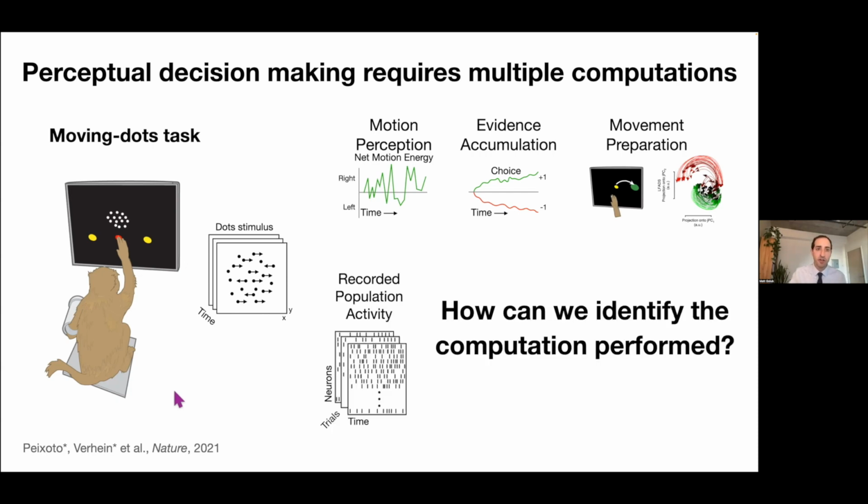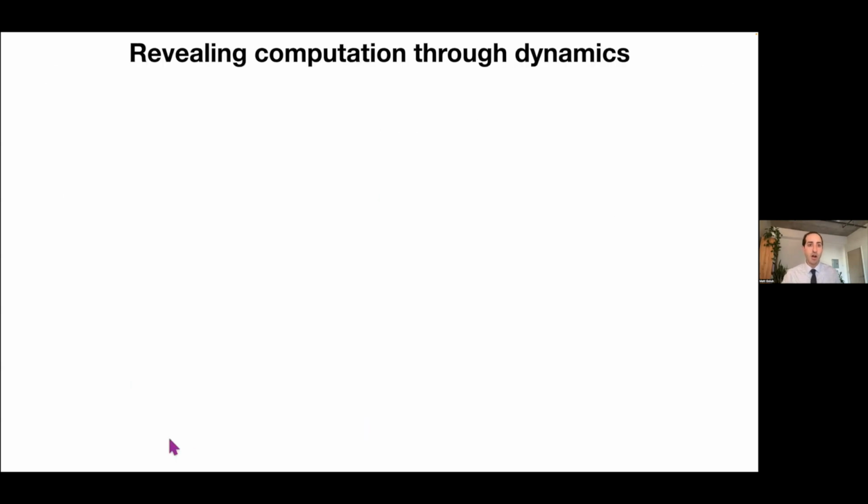So now suppose we record from some part of the brain that's modulated by this task. This core goal of mine is: how can we identify the computation performed by that population just based on these single trial neural recordings? How are we going to do this?